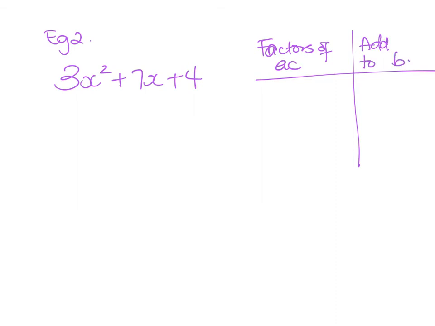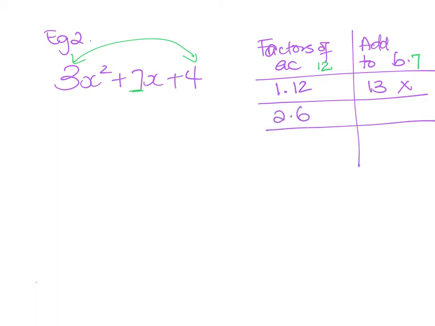So in this question, AC is A by C, so that would be 12, and B is 7. So we're looking for factors of 12 that add to 7. So factors of 12, we go 1 by 12. When we add that, we get 13, so we don't want that. 2 by 6, when we add that, we get 8, we don't want that. 3 by 4, when we add, we get 7, and that is what we're looking for, so we can stop there.